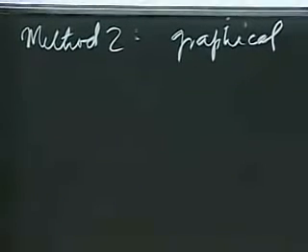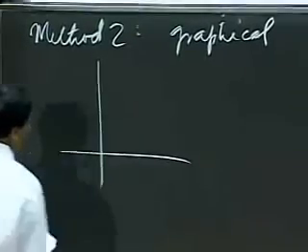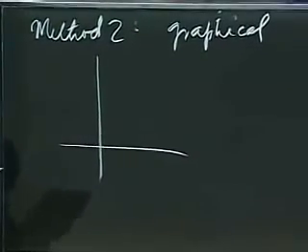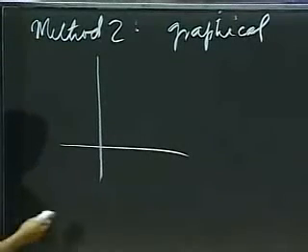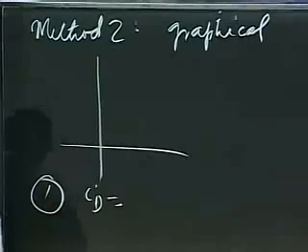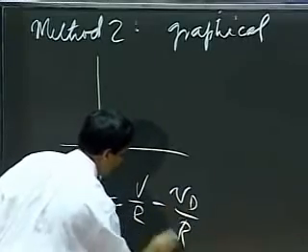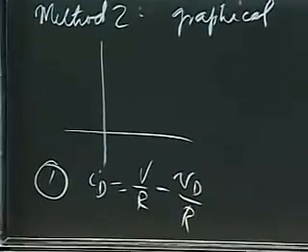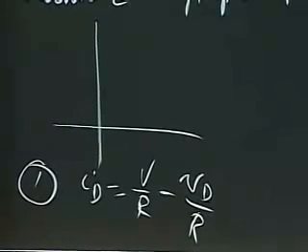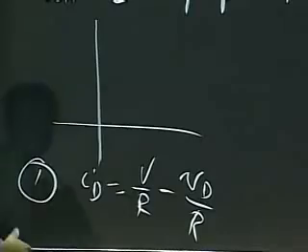Graphically, all I'm really going to do is solve those two equations graphically. So I'm going to plot equation 1. Let me rewrite equation 1 as follows. ID is V by R minus VD divided by R.